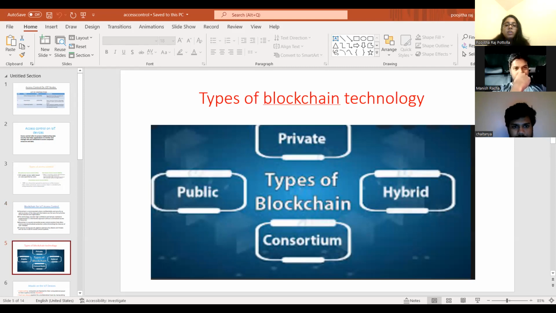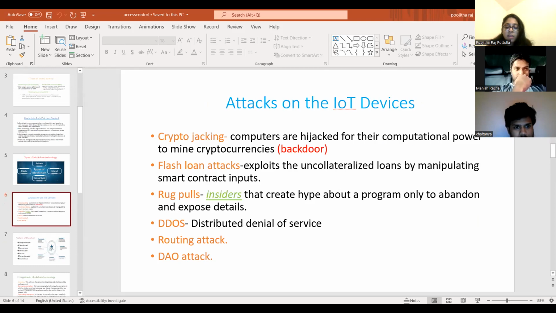Coming to the types of blockchain technology, here we have four types. They are public, private, hybrid, and consortium. The next slides will be explained by my teammate.